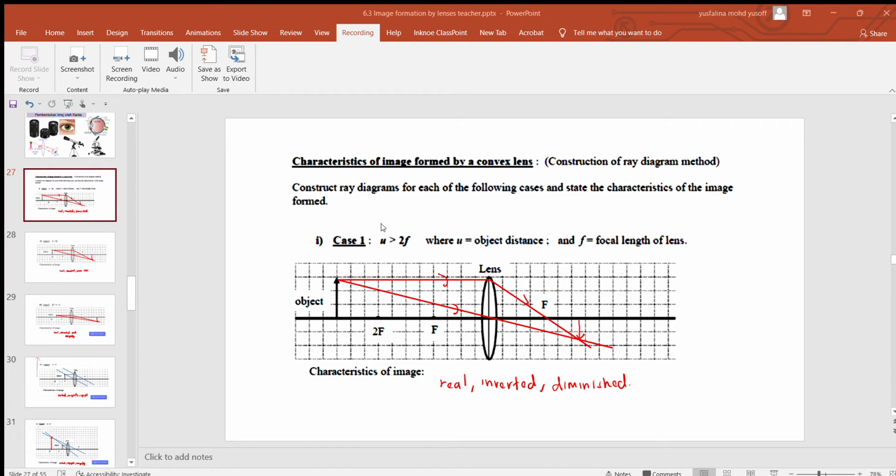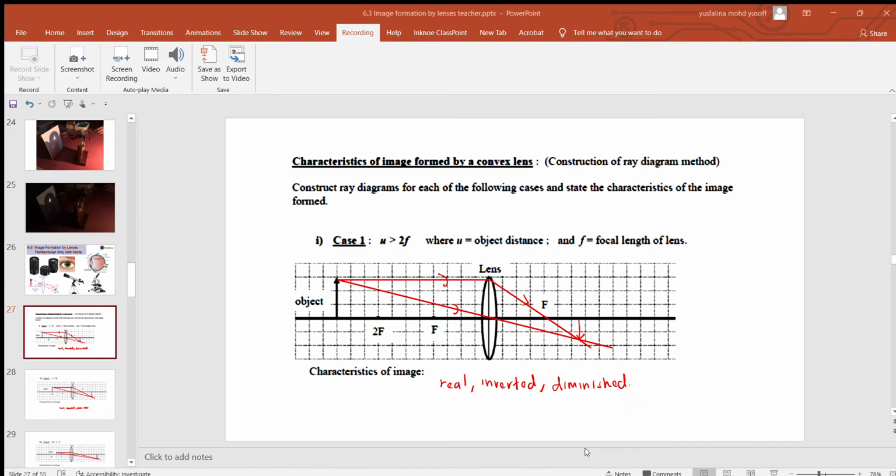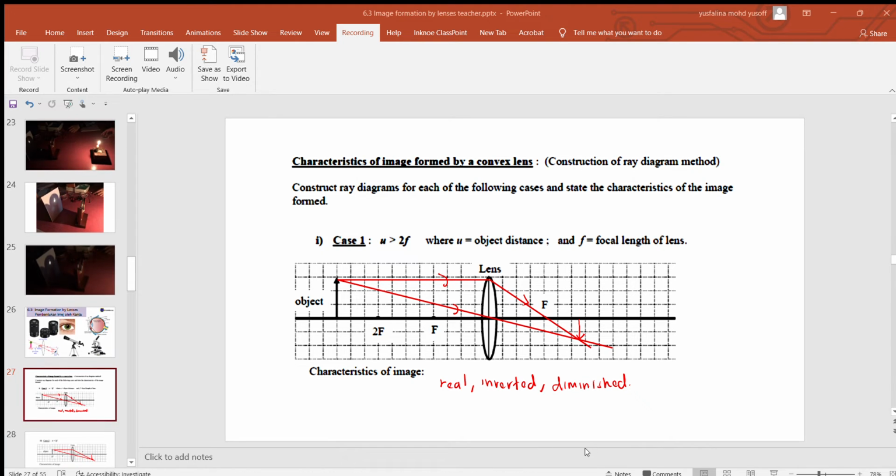So the object distance is shorter than the focal length, so you will get an image that is virtual, upright, and also magnified. Okay, so this is the summary for each object distance: what is the characteristic of the image that will be formed? All right, so now we move on to the next one.